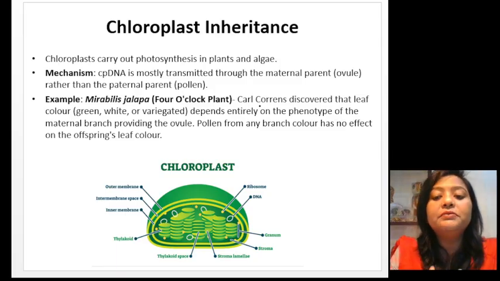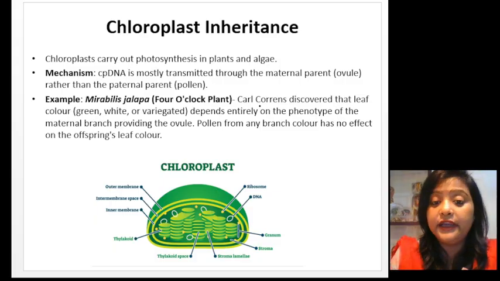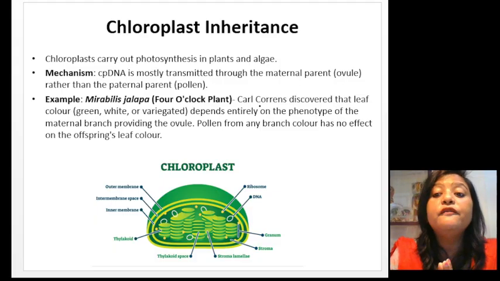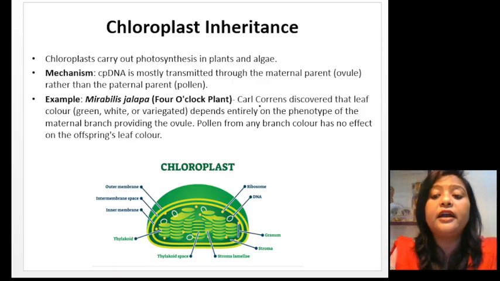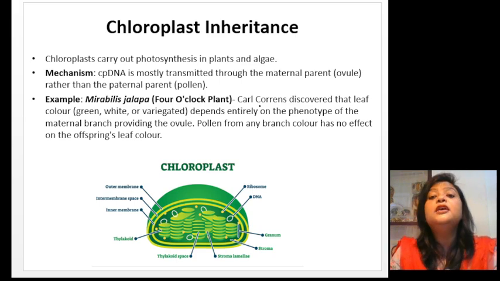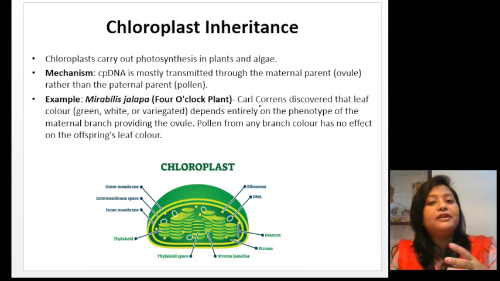Just remember that Carl Correns discovered that leaf color, green, white, or variegated, depends entirely on the phenotype of the maternal branch providing the ovule. That means the mother part. Pollen from any branch color has no effect on the offspring's leaf color. That means whatever color the pollen is carrying, it doesn't matter.